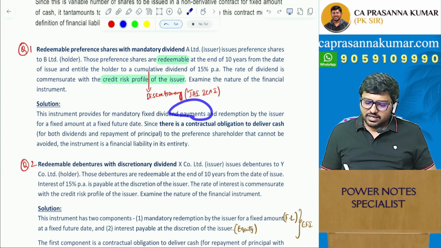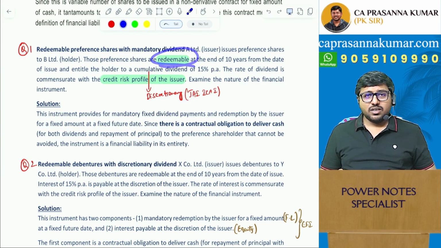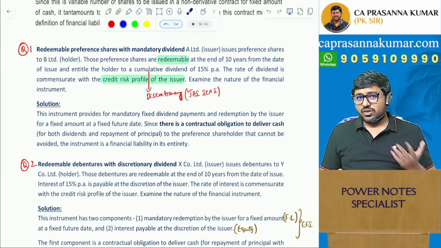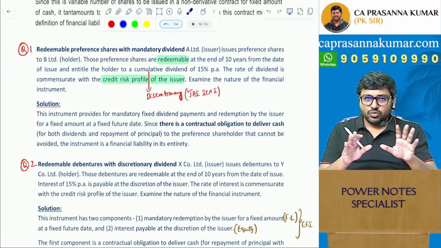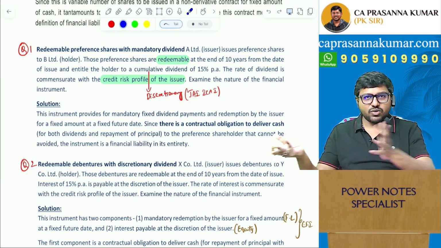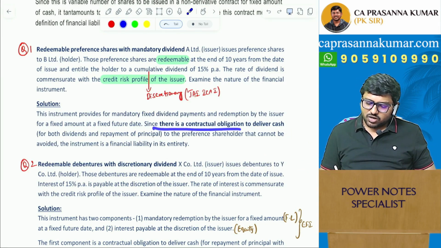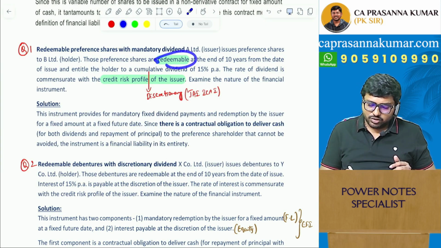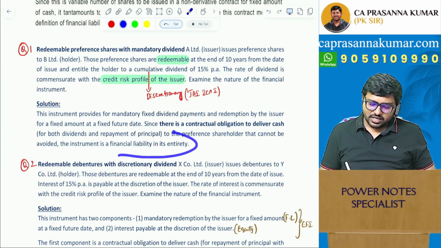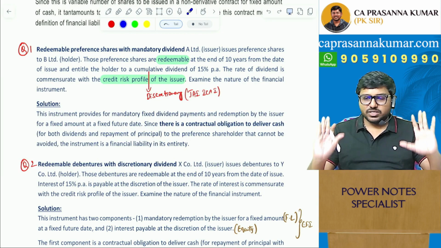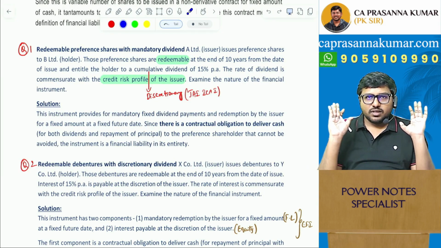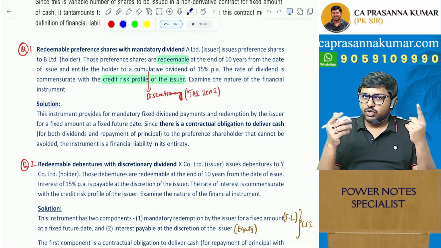So when it is mandatory and anyway you have to redeem it, the dividend is mandatory, so there is a contractual obligation to pay cash every single year. Every single year, in the sense, even though you miss a few years, put together you have to pay anyway. You can't escape from it, right? From that perspective, it is mandatory. And there is a contractual obligation to redeem also, right? In that case, obviously, it will be classified as a financial liability. I hope this is clear. Got it? I hope I explained both the perspectives.